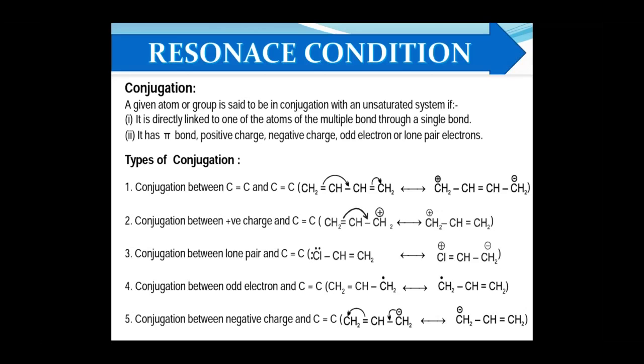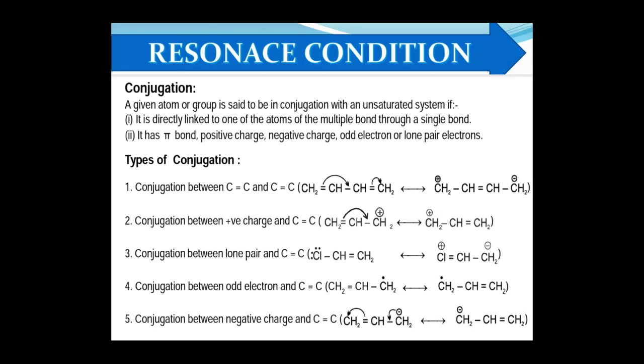So that means two double bonds, between them there should be one single bond. Two triple bonds, between them there should be one single bond, only one single bond. Okay. Two multiple bonds must be connected through a single bond. Otherwise, it may be connected with the pi bond also, it may be connected with positive charge also, it may be connected with the negative charge also, odd electron also, lone pair. But the main condition is that between them there should be one single bond.